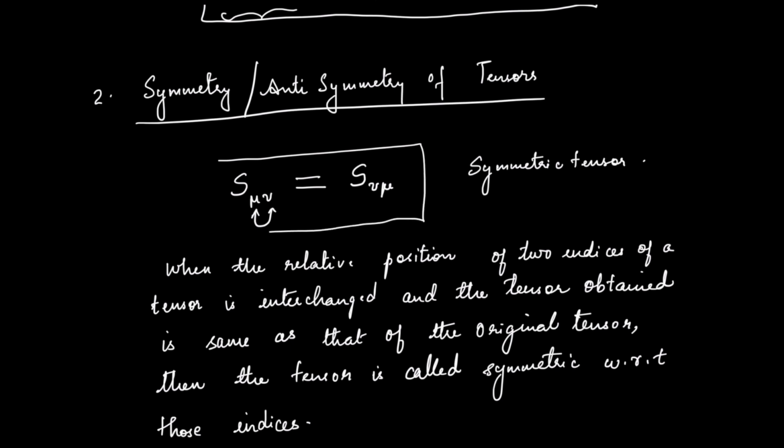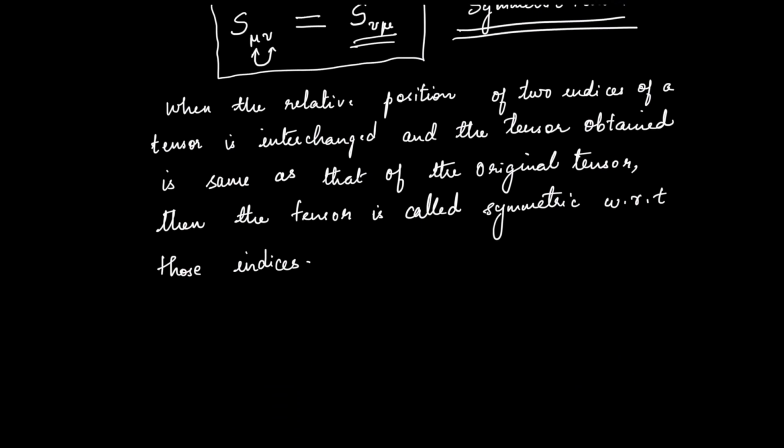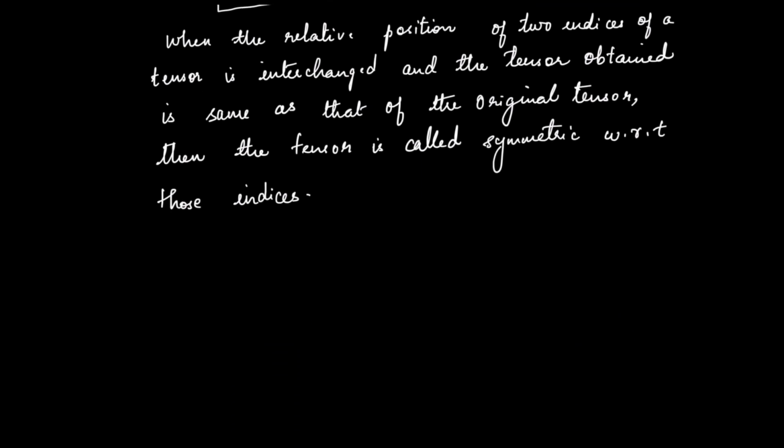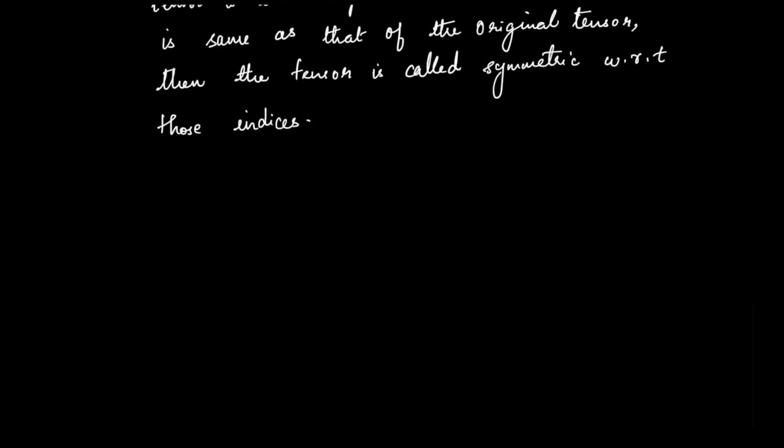For example, consider S mu nu, and if you interchange mu and nu, you get S nu mu, and if it is equal to S mu nu, then it is a symmetric tensor. Okay. And similarly, you also have antisymmetric tensor, that is when the relative position of the two indices of a tensor is interchanged and the tensor obtained differs only in sign from the original one. Then the tensor is called skew symmetric or antisymmetric with respect to these two indices.